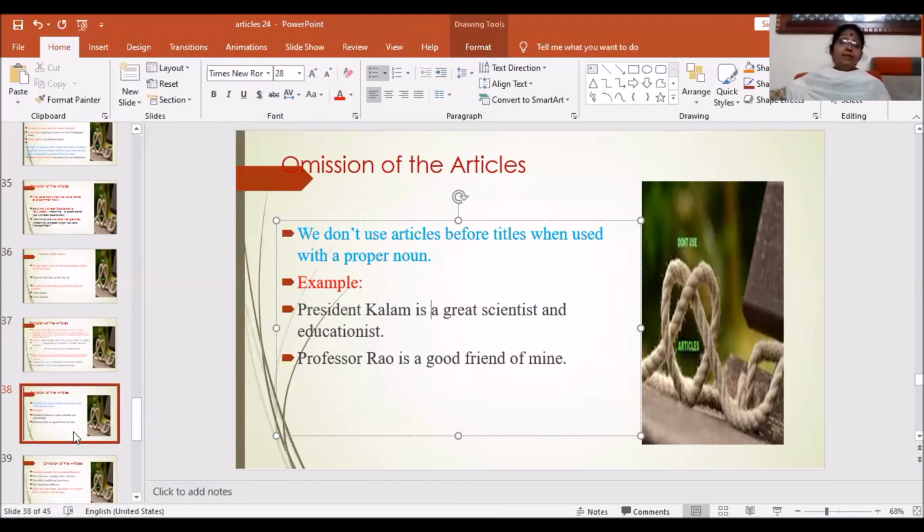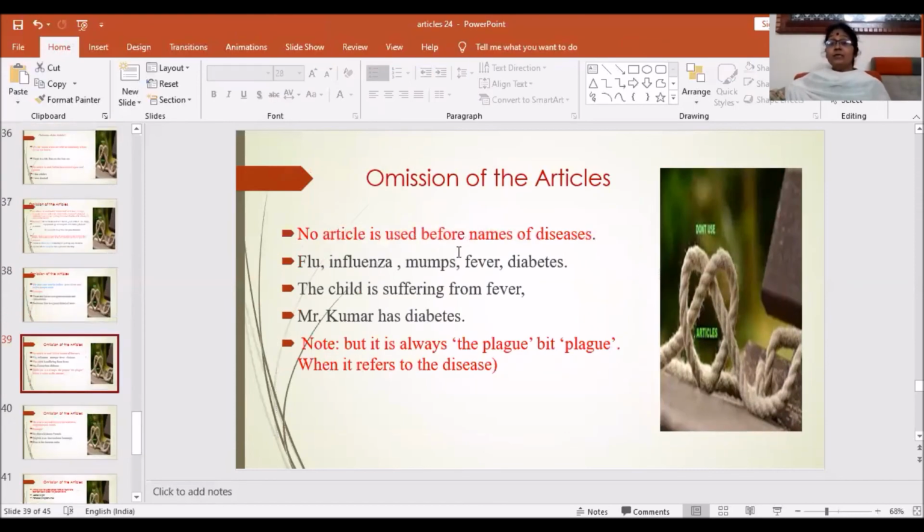Next, no article is used before names of diseases like flu, influenza, mumps, fever, diabetes, right? We don't use it. The child is suffering from fever. Mr. Kumar has diabetes. But we use an article when we say the plague, right? When it refers to the disease itself, we use the article the.